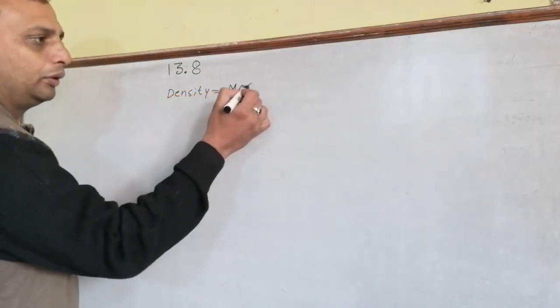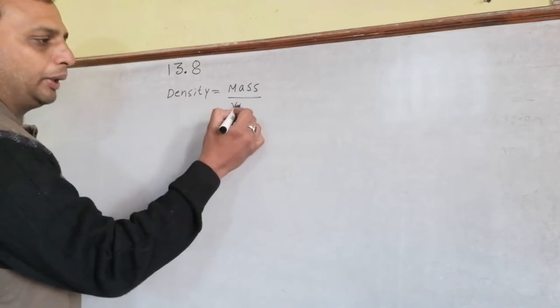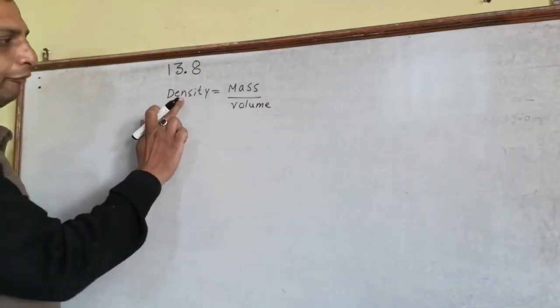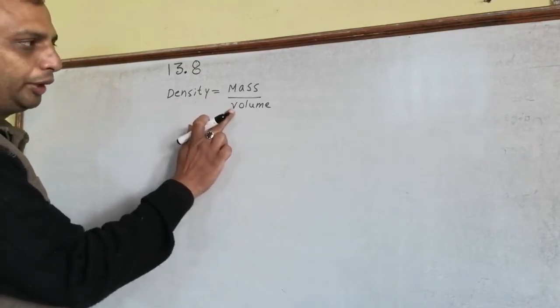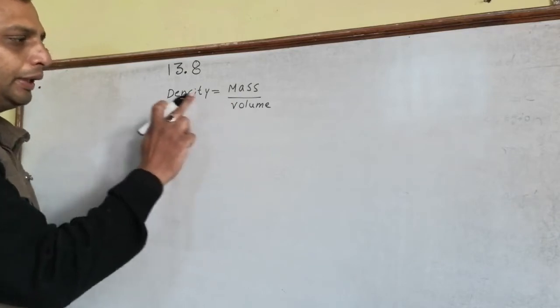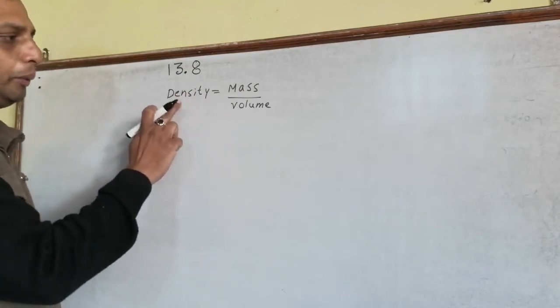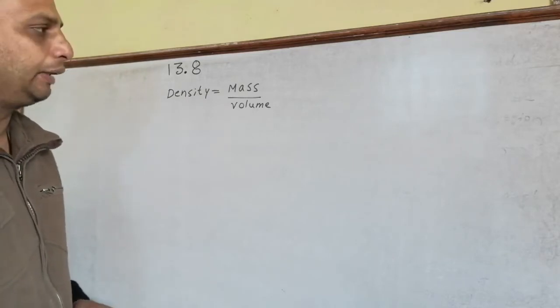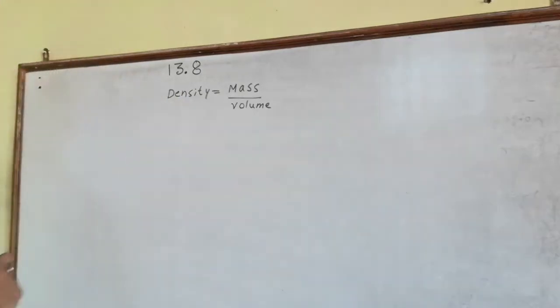Mass upon volume. Now to find the mass, what will we do? We will multiply density with the volume. So we will get the value of the mass. So first we have to find the volume. Density is already given in the question. On multiplying the density with the volume, we will get the value of the mass. So the first step is to find the volume of the ball.